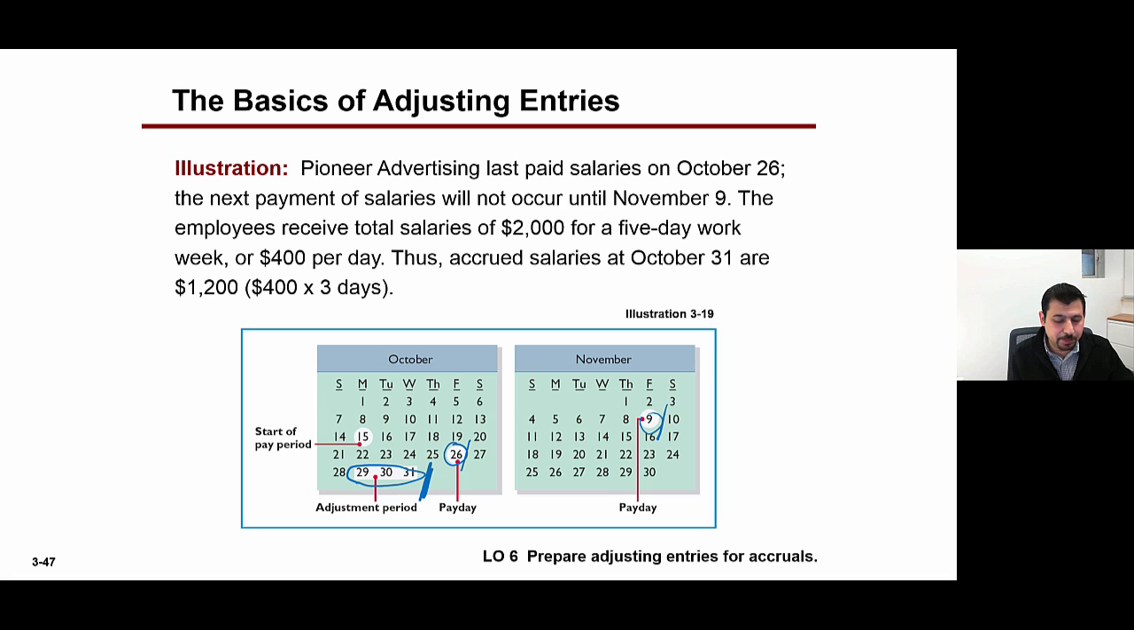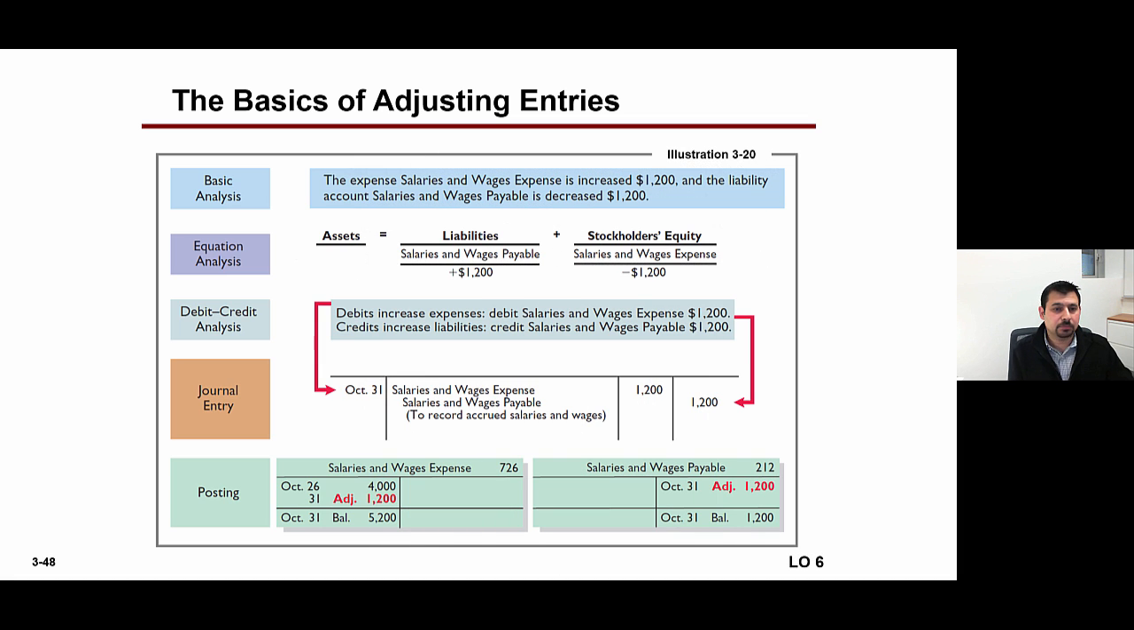Now it's an obligation. The company has accumulated those 3 days as an obligation to their employees, and this is called salaries and wages payable because they're not going to pay them now. This is a salaries and wages expense that the company has to recognize. Those are the 3 days, but the actual amount will not be paid now, so it becomes a payable. It's a liability. This is why we debit the expense and we credit the liability.